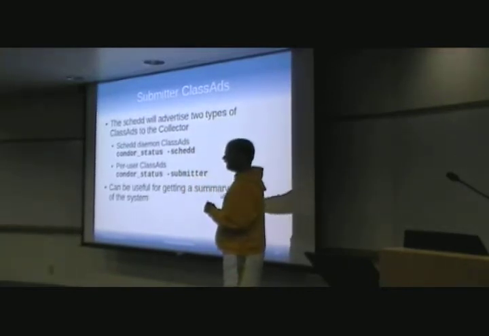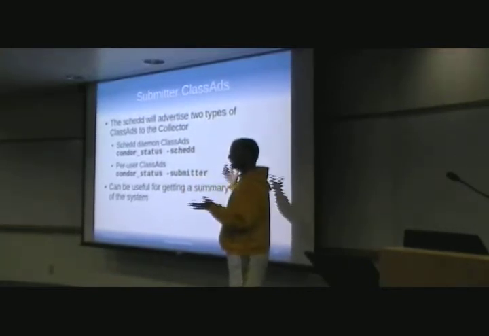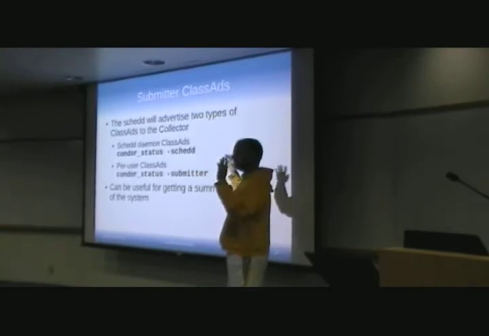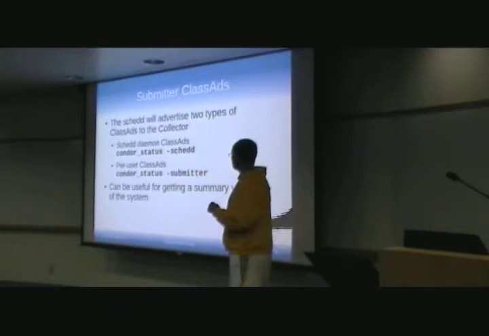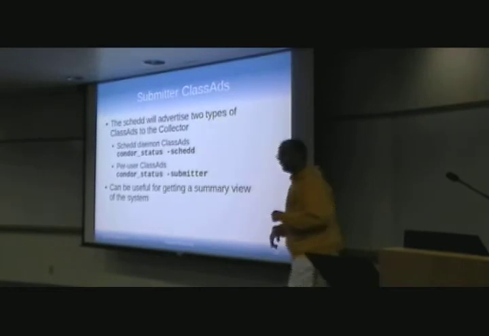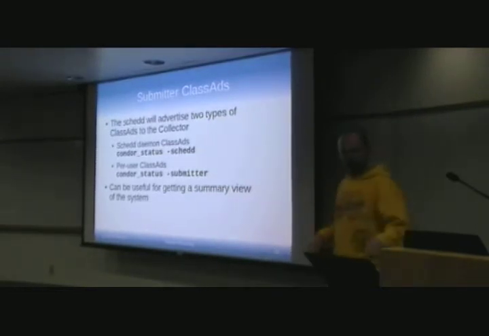It can be a very nice way to get a summary view of what's going on. Of course, it doesn't tell you which jobs are there. For that, you have condor_q. But it gets you a high-level picture of who's requesting what, and how much. So you can get an idea how busy your pool is.